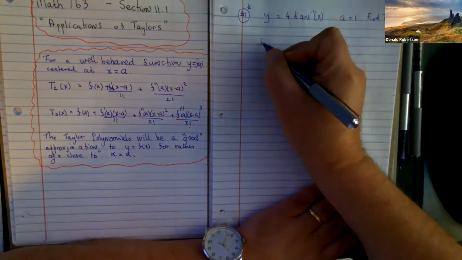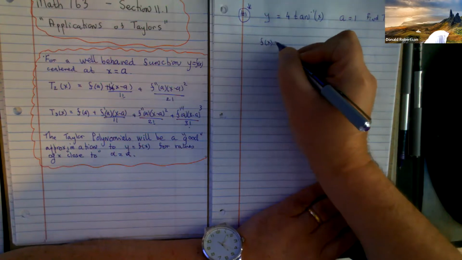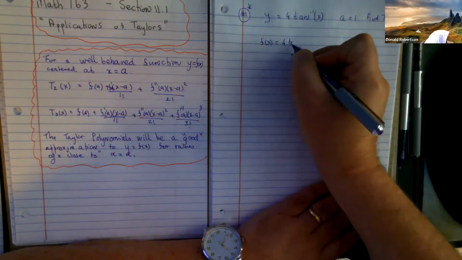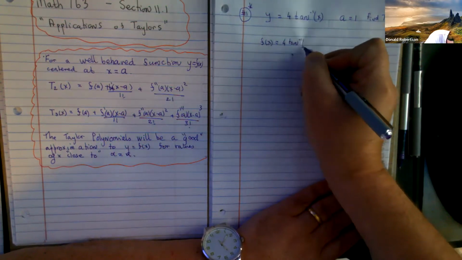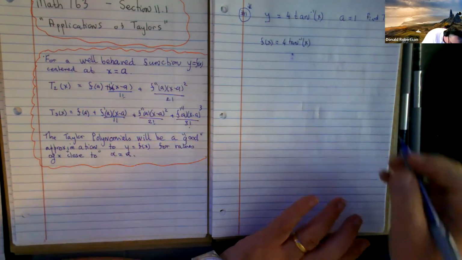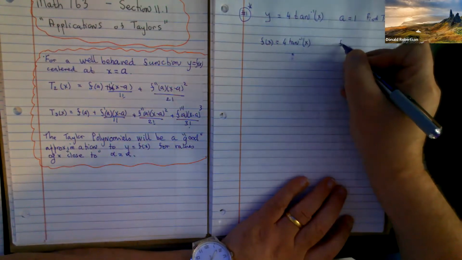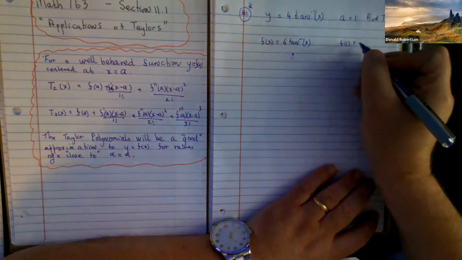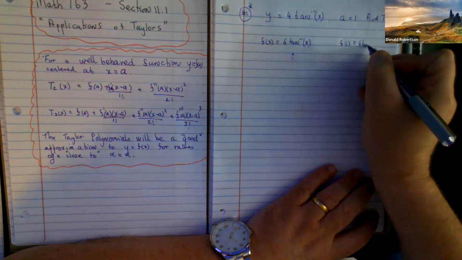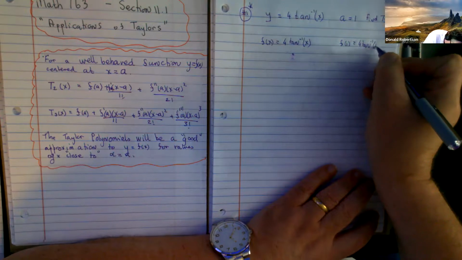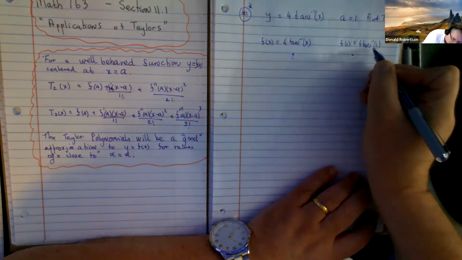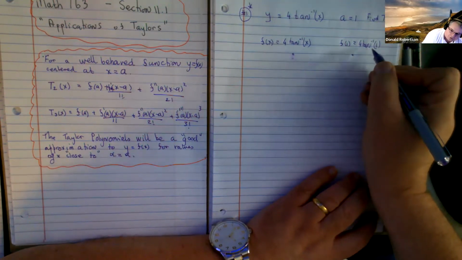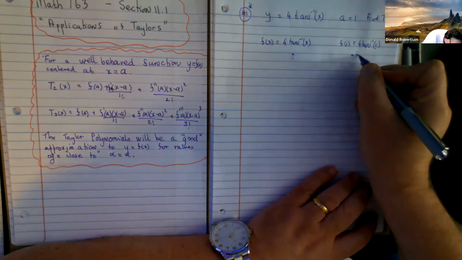So I'm going to start with my original function. You're going to get a lot of practice at differentiation in these questions. Well, the value of the function at 1 is 4 times the inverse tan of 1. The inverse tan of 1 is the angle whose tangent is 1, which is pi upon 4.